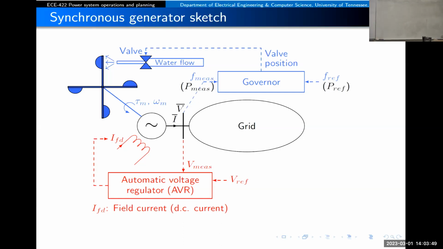Yes. One question on the AVR. For the DC field current, after the generator is operational, does it use its own power output to supply the DC, or does that come from somewhere else?